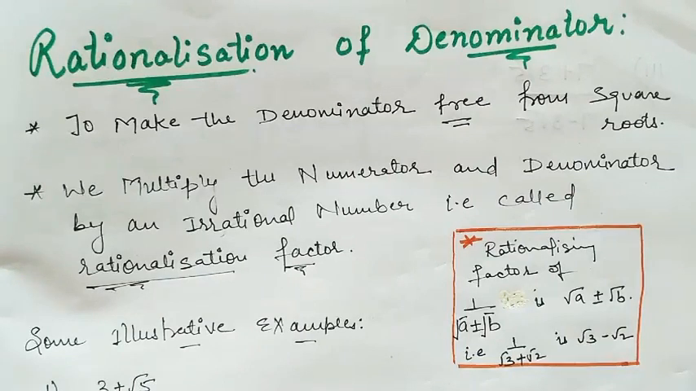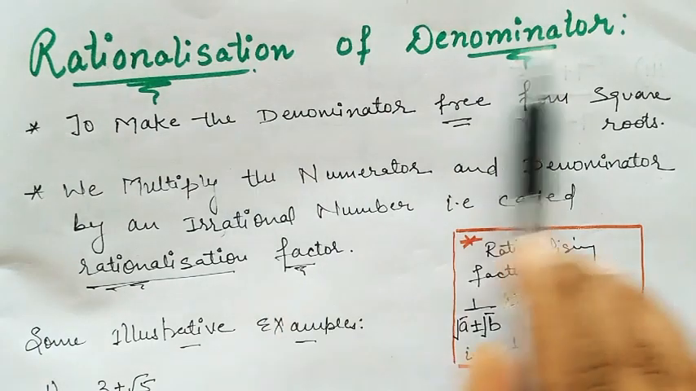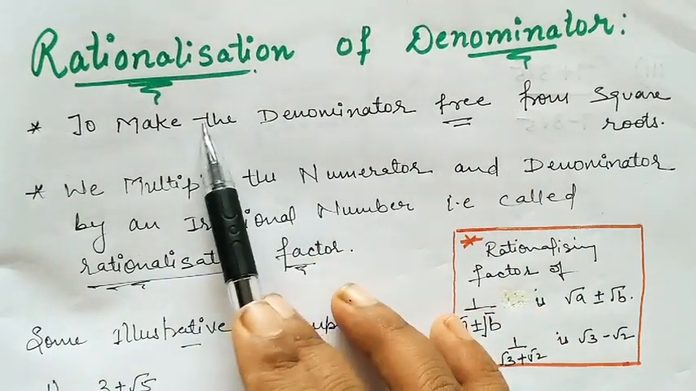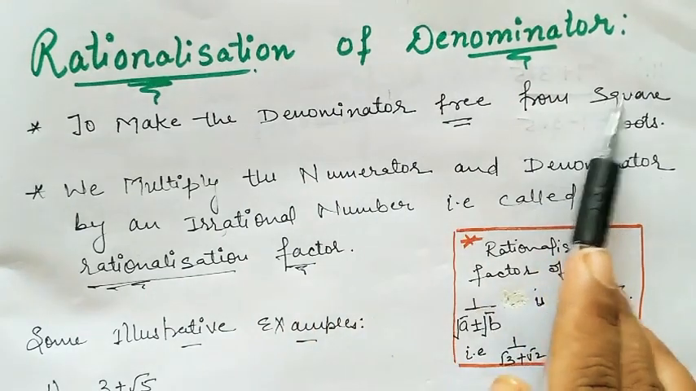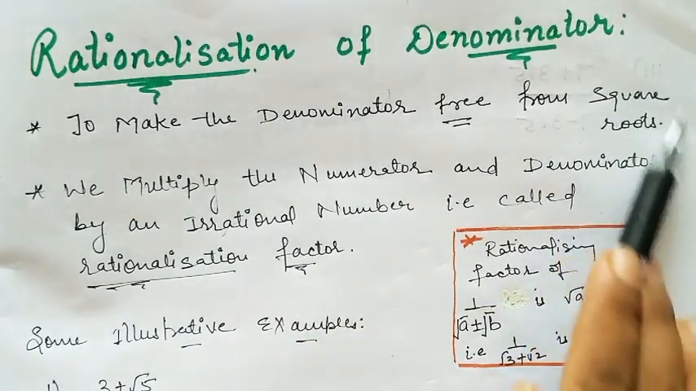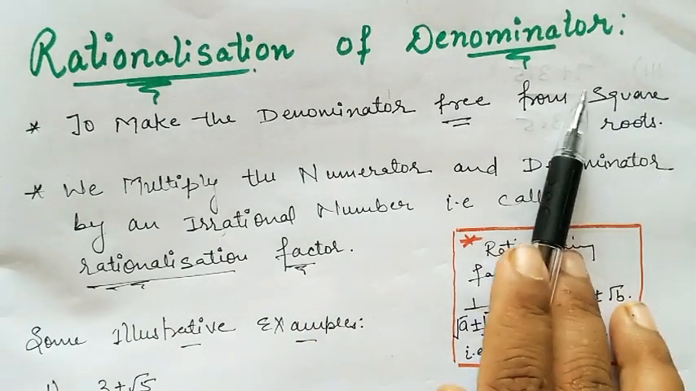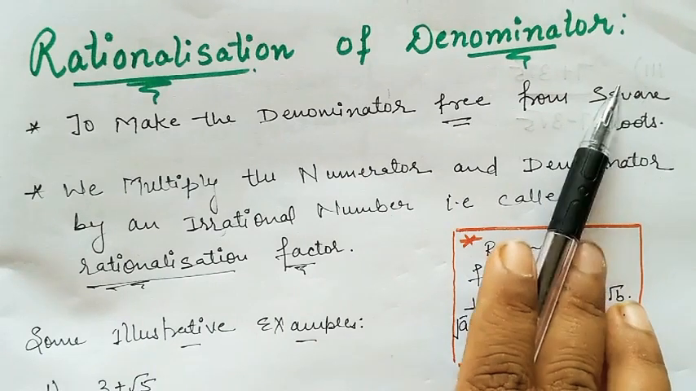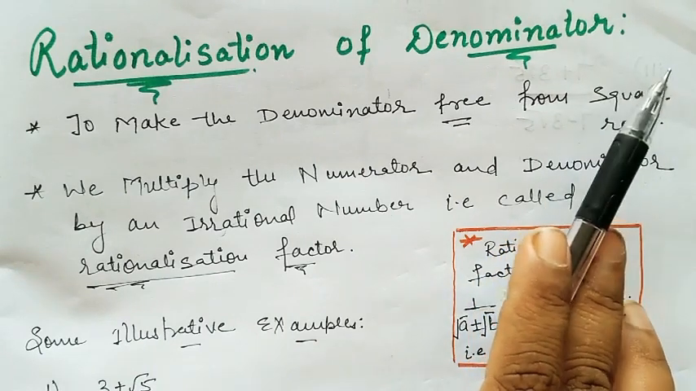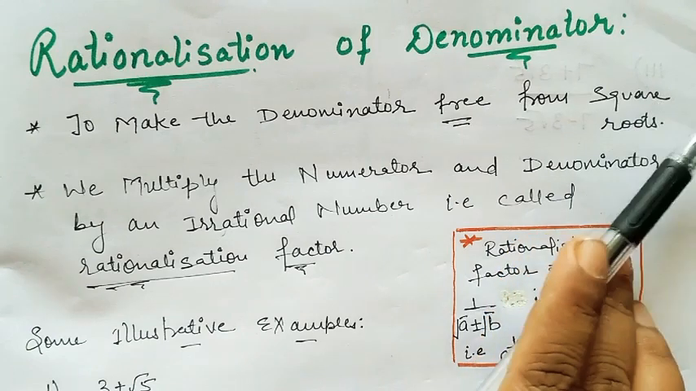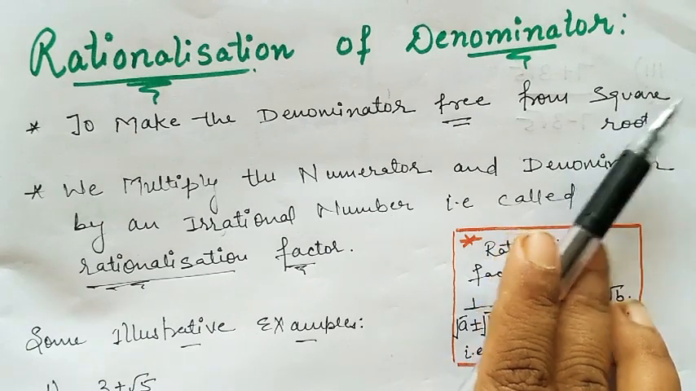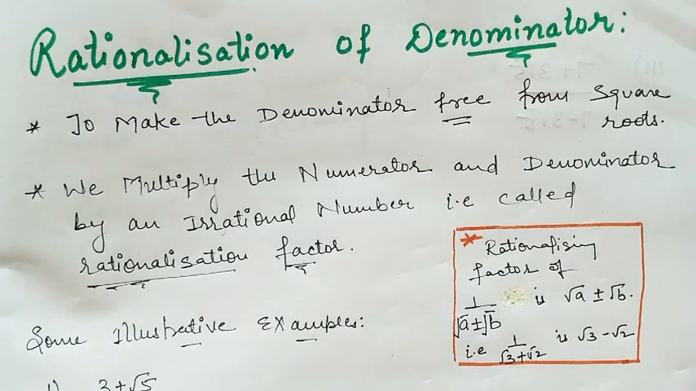Students, today we are going to discuss the next topic, that is rationalization of denominator. What is the meaning of rationalization of denominator? It means that we need to make the denominator free from the square root, or you can say the irrational number. In my previous video I explained how to rationalize, or how to get a rational number by multiplying it by its rationalizing factor.